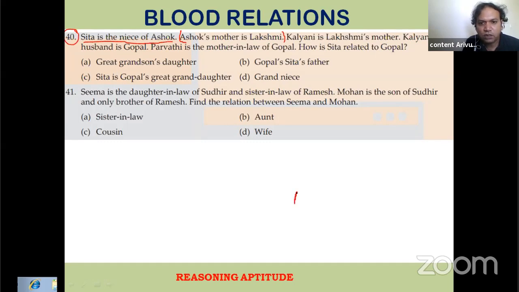So let's write here Ashok. Ashok is a male, as we can take the name as a clue. Now this you can keep in mind. You can take the name as a clue here. Ashok's mother is Lakshmi. Kalyani is Lakshmi's mother. And Kalyani's husband is Gopal.